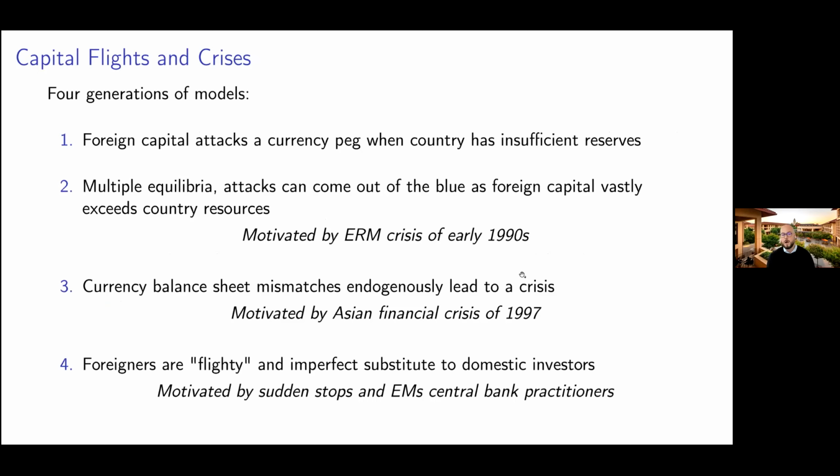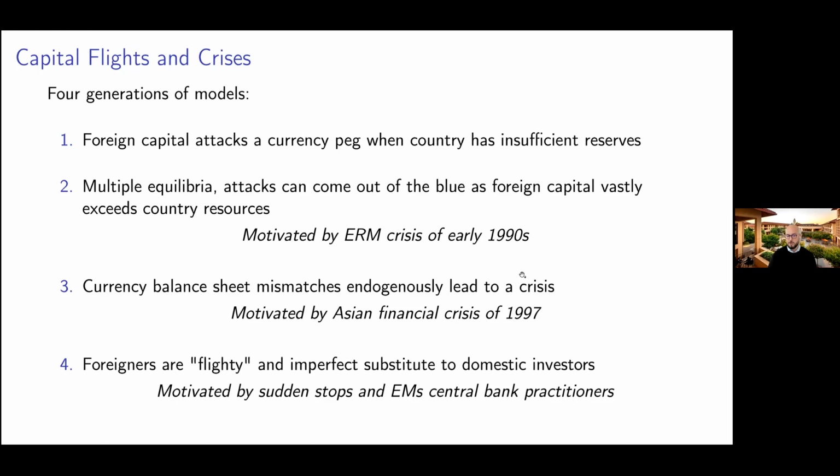If you want to understand why there's been so much policy about capital flows, you need to think about what happens during crises. And we've really gone through four generations of models. The first generation was Krugman, a very simple, beautiful model where foreign capital attacks a currency peg when the country doesn't have sufficient reserves to defend the peg. The second model was a refinement, motivated empirically by the European exchange rate mechanism crisis of the 90s. It's a model by Maurice Obstfeld, who showed us that these attacks might also come out of the blue. Why? Because foreign capital so vastly exceeds the domestic resources to defend against a speculative attack that it all depends on the coordination of the foreigners, whether they attack or not. So they might come completely unannounced.